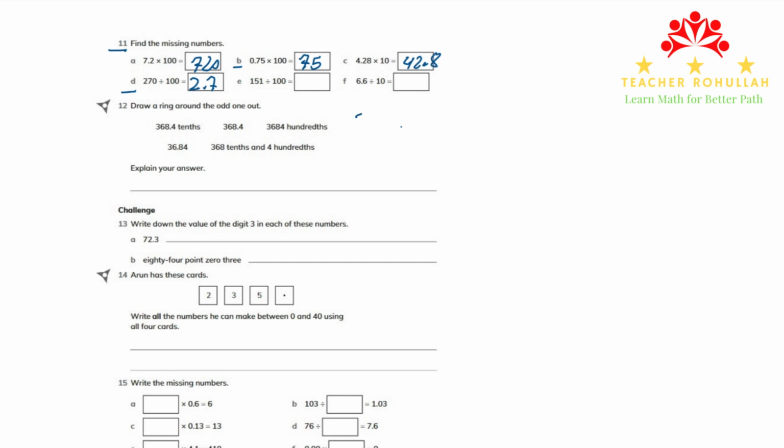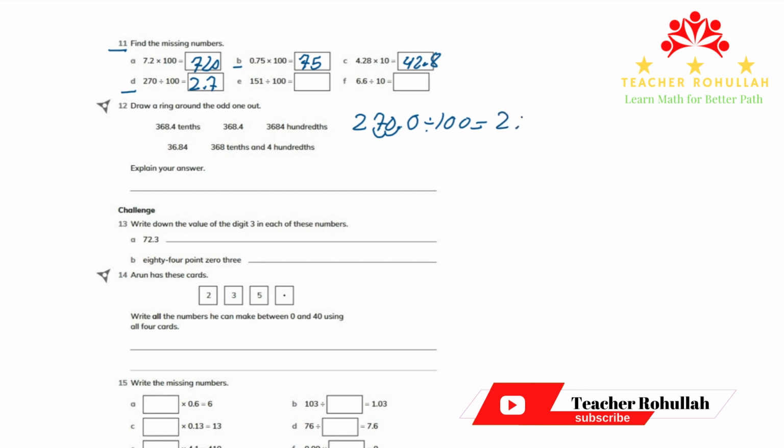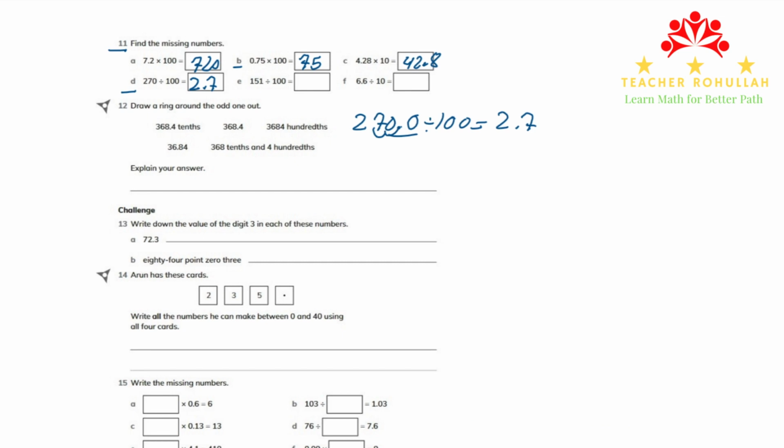Let me explain this here. 270 can be written as 270.0 divided by 100. Now, if we divide a number by 100, the decimal point moves 2 places to the left. 1 place, 2 place. So, after dividing, we will get 2.7. We don't give the zeros in the decimal point once we are done. In part E, we have 151 divided by 100. So I don't have to explain it again. The answer will be 1.51. Part F, 6.6 divided by 10. Once we divide, we will get 0.66 because the decimal point moves 1 place to the left.